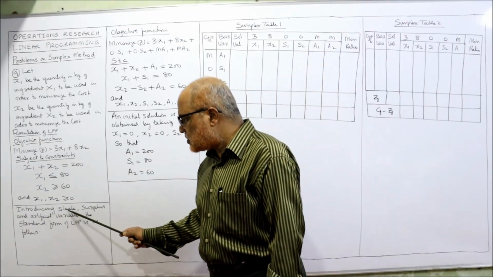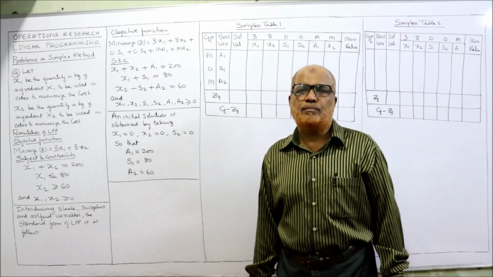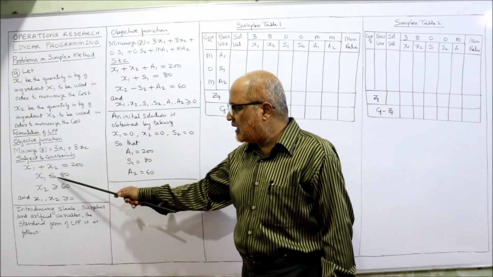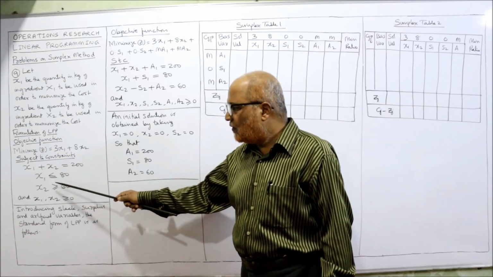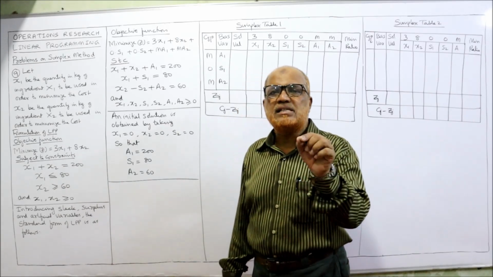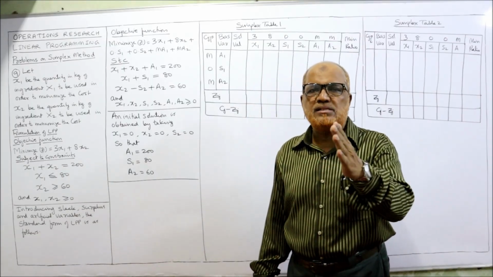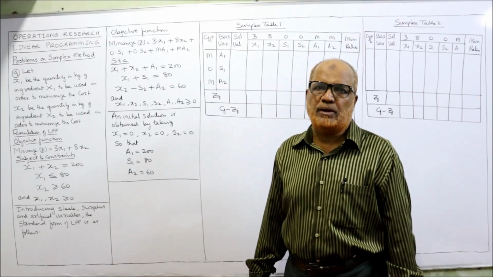Then introducing the slack, surplus and artificial variables. One constraint is an equation, the next is less than or equal to, and the other is greater than or equal to. For less than or equal to, we need a slack variable. For greater than or equal to, we need a surplus and an artificial variable.